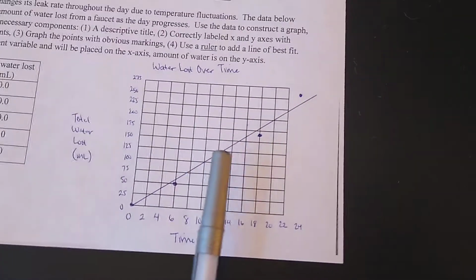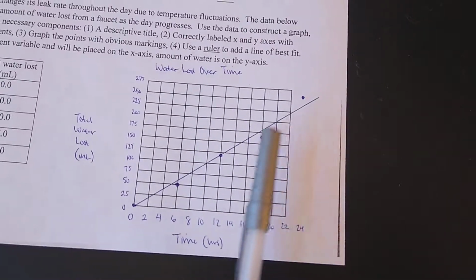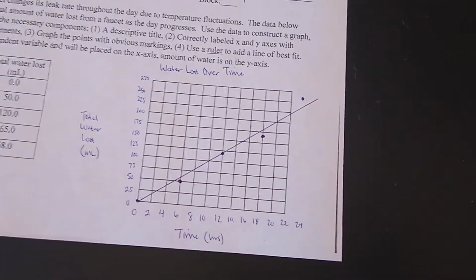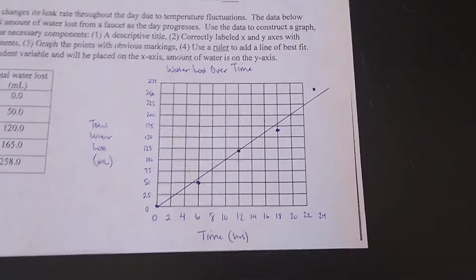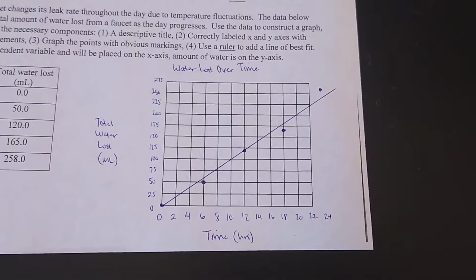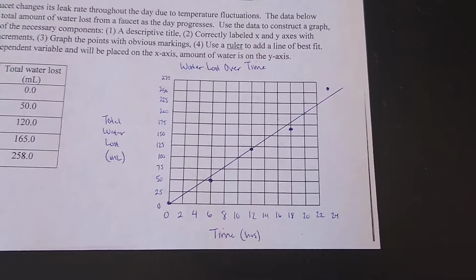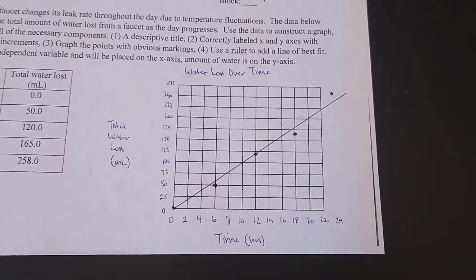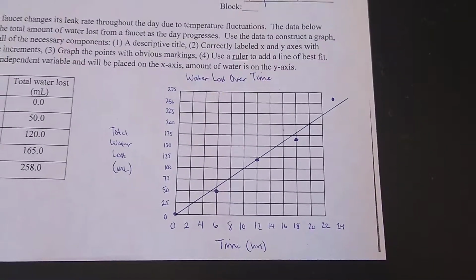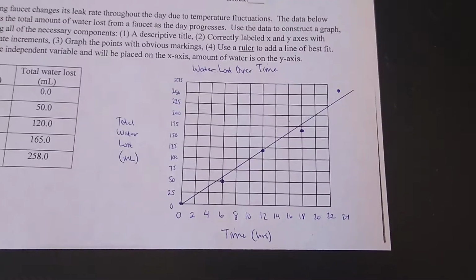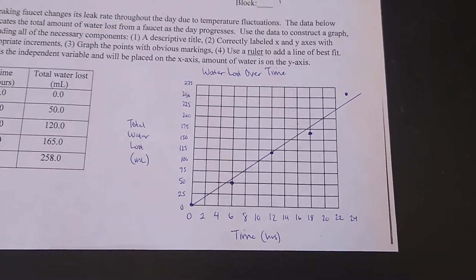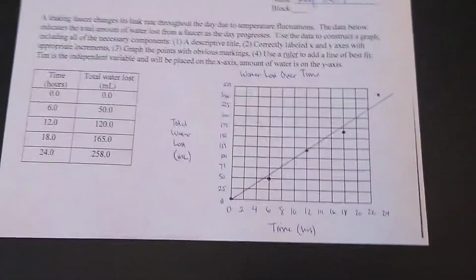Graph your data with very obvious points. Add a line of best fit. Just use a ruler, eyeball it, try and make it so that the points are averaging as close as possible to that line as you can. So I have a couple points below the line, I have a couple points slightly above the line, and hopefully that average distance from that line is minimized.